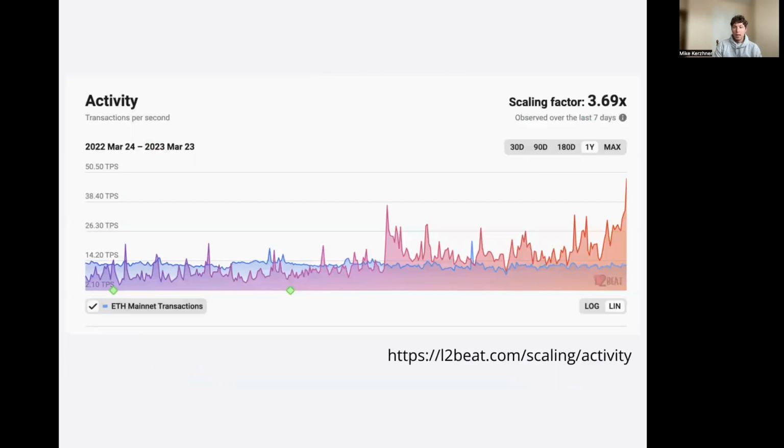Layer two activity has been growing tremendously over the past couple of years, and specifically, this is a chart that shows the past year. The blue line is Ethereum mainnet transactions, and the red line is all of the layer two transactions combined. You can see that in the past year, layer two transactions have surpassed layer one transactions and are surging, especially recently.